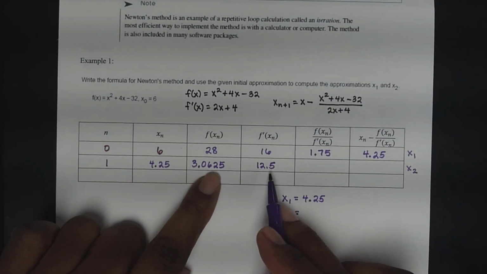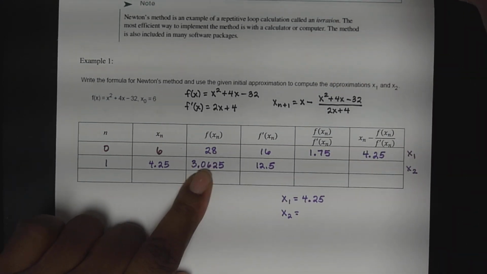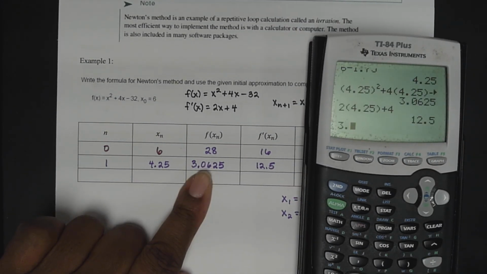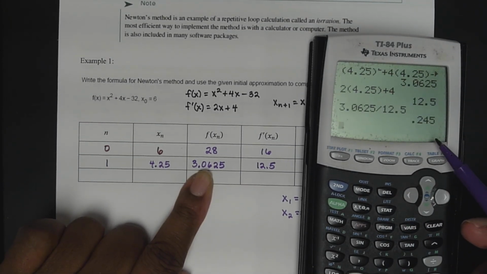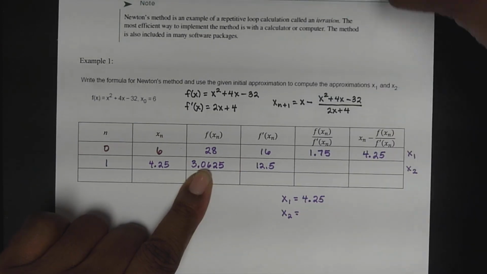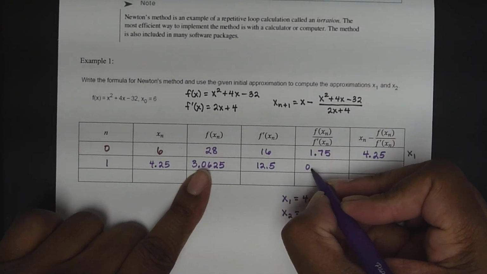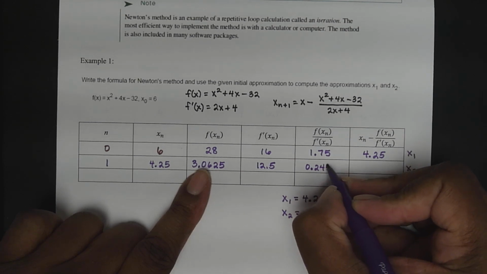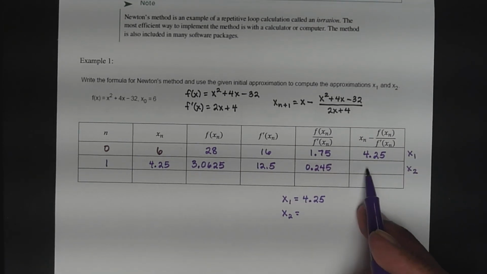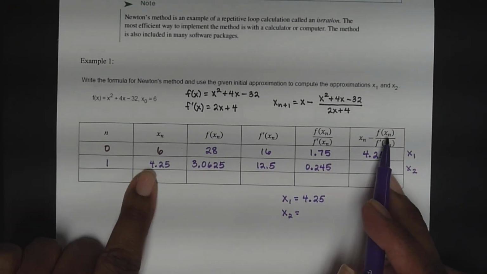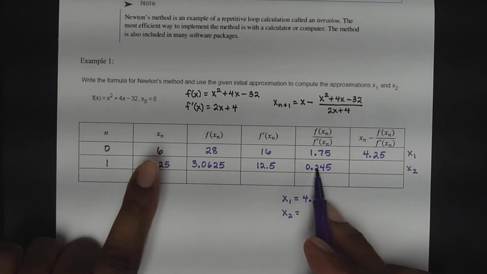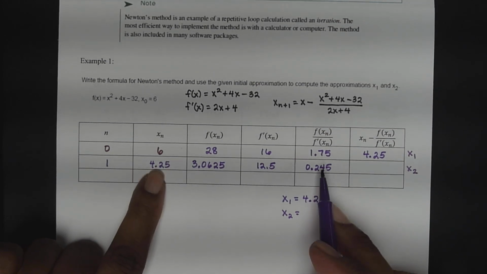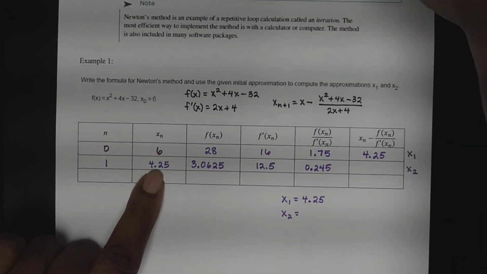And then f of x n divided by f prime of x of n is going to be this number divided by this number right here. I'm going to take that 3.0625, divide that by 12.5, and then hit enter. Here I get 0.245. And then finally, the last column, x of n minus f of x n divided by f prime of x n. That's this number subtracted from this number right here, 4.25 minus 0.245.